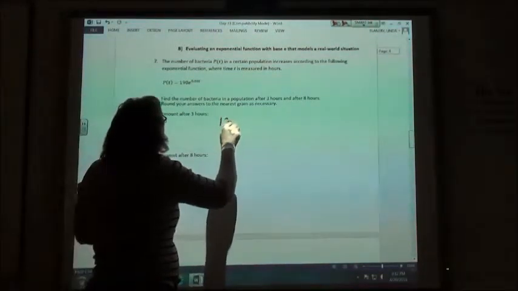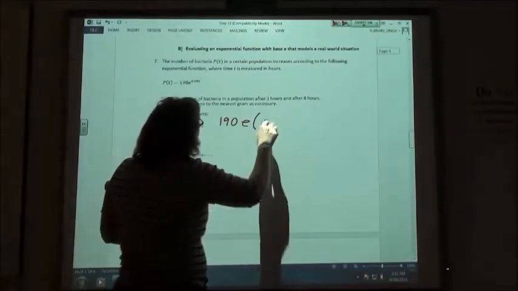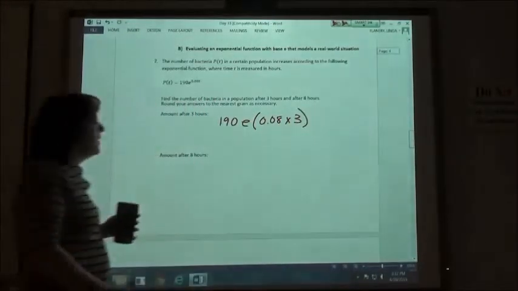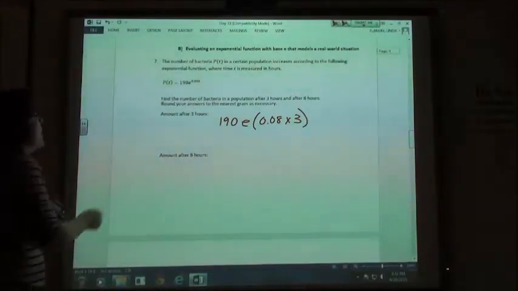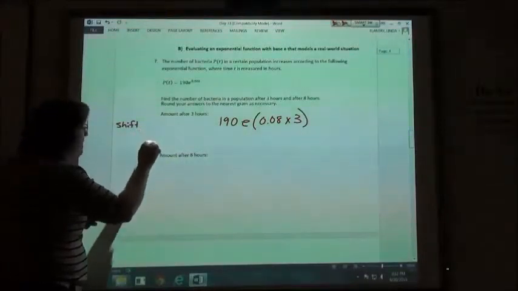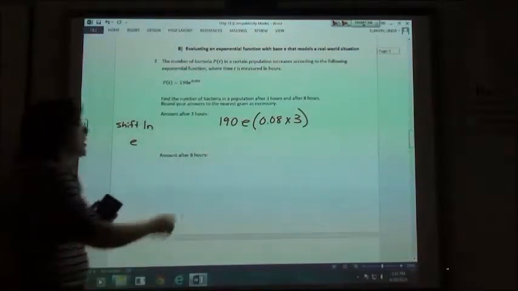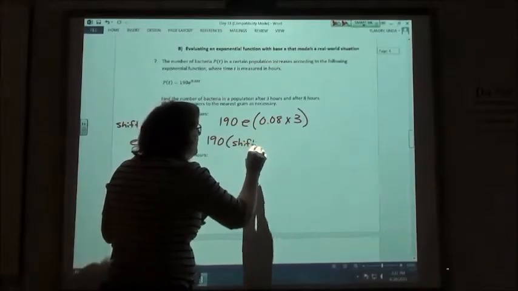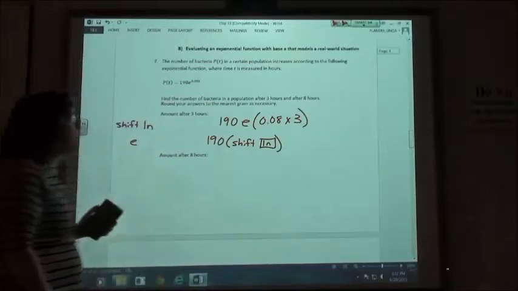So I'm going to have 190 E, and then in parentheses, I'm going to do 0.08 times 3 hours. Notice there's no caret key or anything in there. Now to get the E on your calculator, you do Shift and the LN button, and that's going to put the E on your calculator. So 190, Shift, LN, and then that behind it in parentheses.